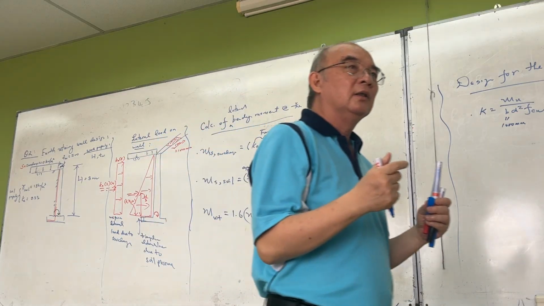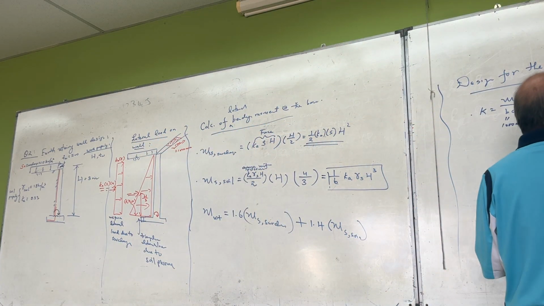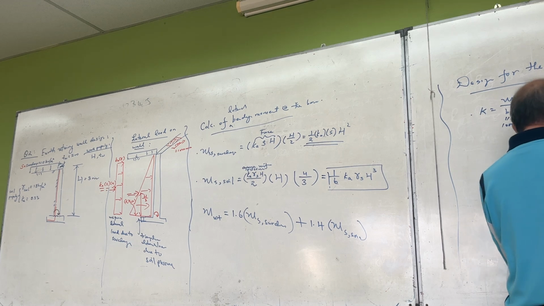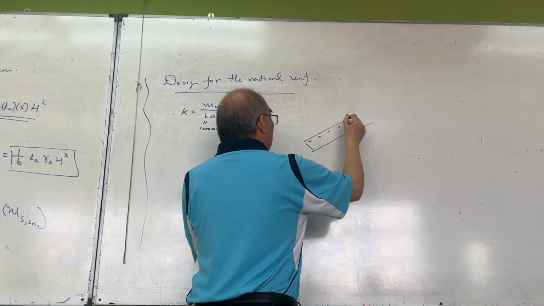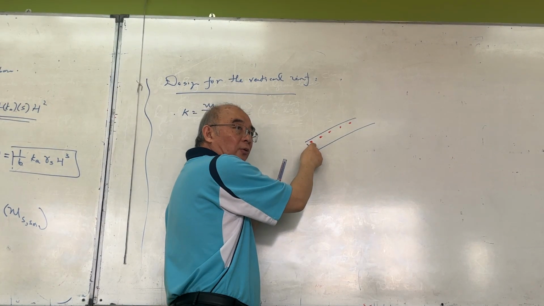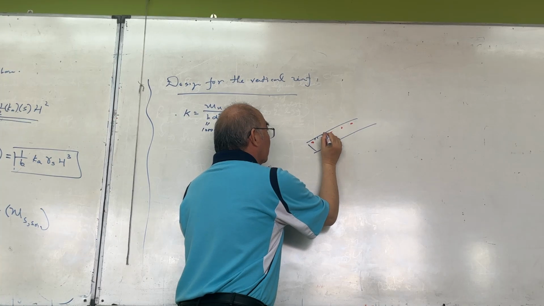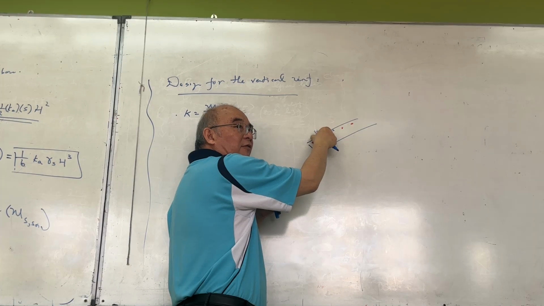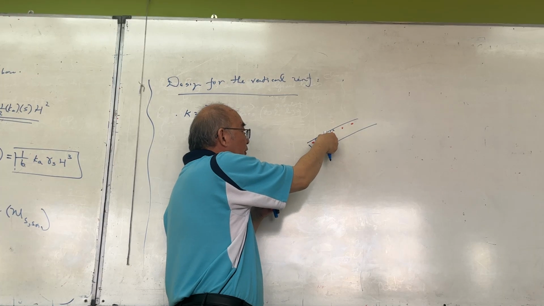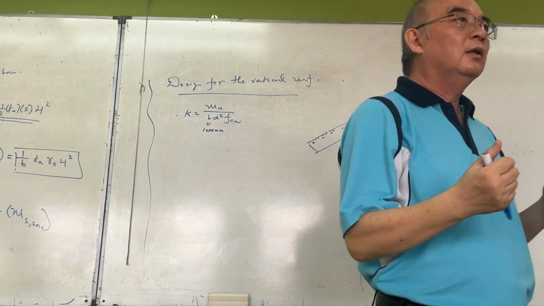thickness. Effective thickness. Okay? Because let's say the wall is like this, right? The wall is like this. Because this is a tension zone, so the concrete is cracked here. So this part of the concrete is not effective. So the only effective concrete is this one. Understand? And that is a D. The D is called the effective thickness.